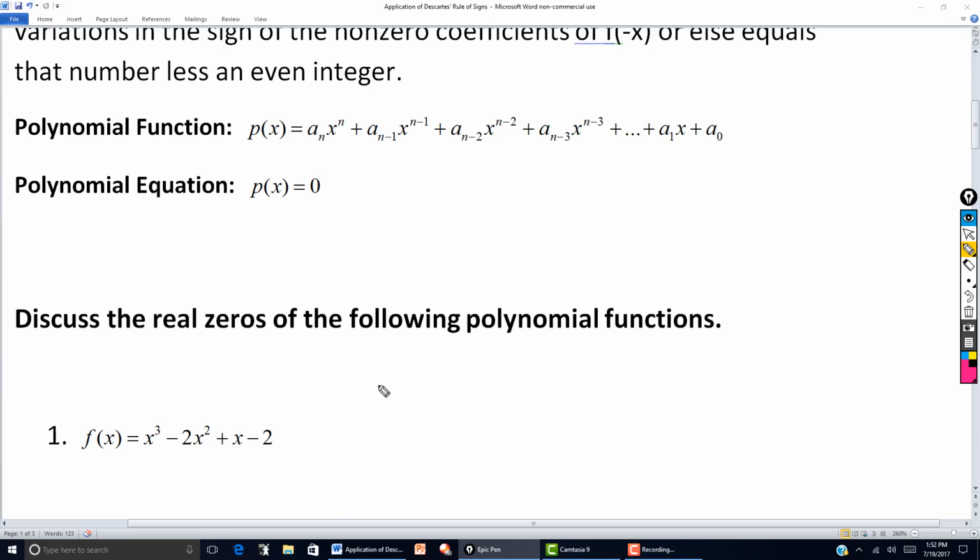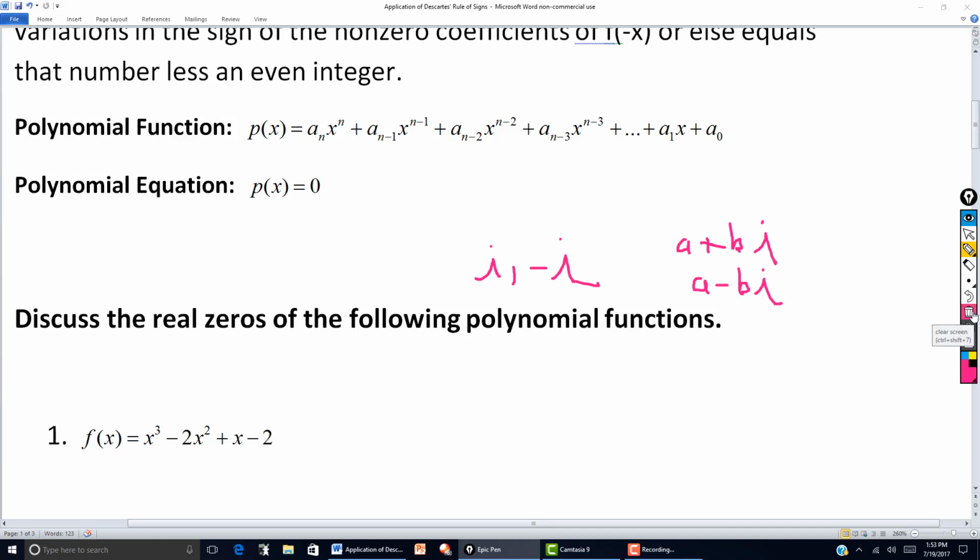The thing you have to keep in mind is that imaginary zeros always come in pairs. So if i is a zero, an imaginary or non-real zero of a polynomial, then minus i also has to be. They have to come in pairs, conjugates. So a plus bi and a minus bi are conjugates.